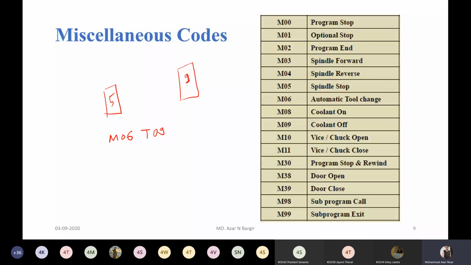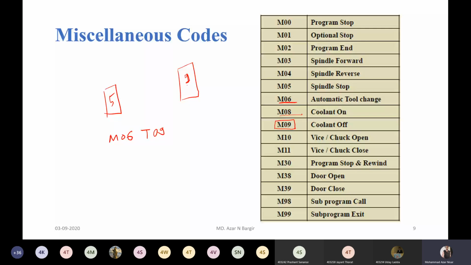Okay, so for that purpose, M06 for changing the tool is used. Then next, coolant on. If machining is there and feed, you require more coolant. Mostly coolant is on. When there is no machining, you can turn off your coolant by M09. So there are M07 and M08 also.